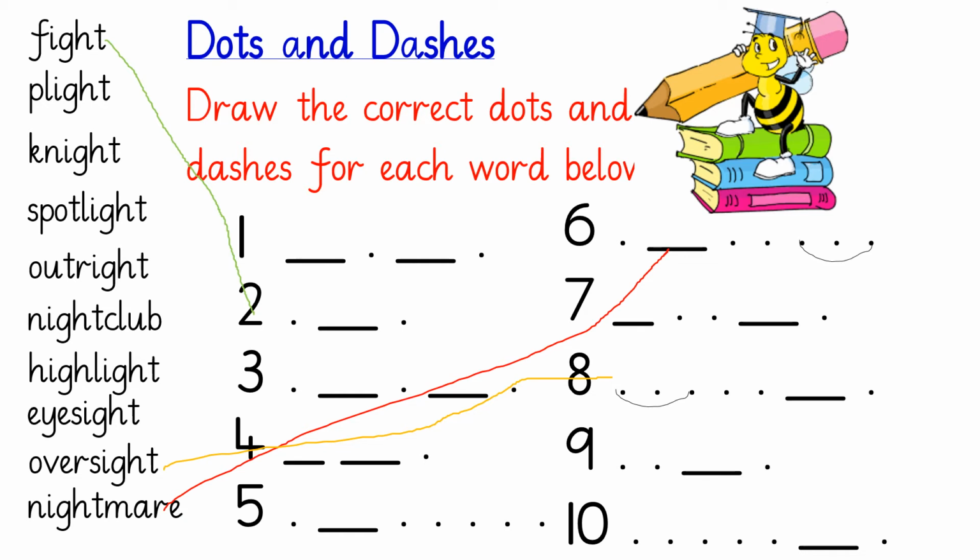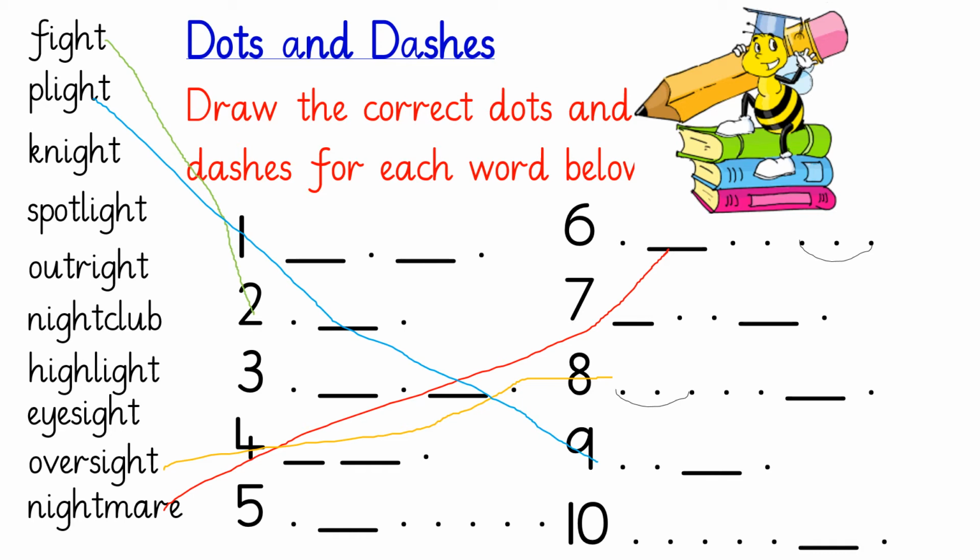Then we've got plight. Now plight is very similar to flight. The only difference is it's got an extra letter. So we're looking for something that is the same as fight, but with an extra dot at the beginning. So basically we're looking for something that starts with 2 dots and then a dash. And if we look carefully, only 9 does that, which means that plight is number 9. Okay?